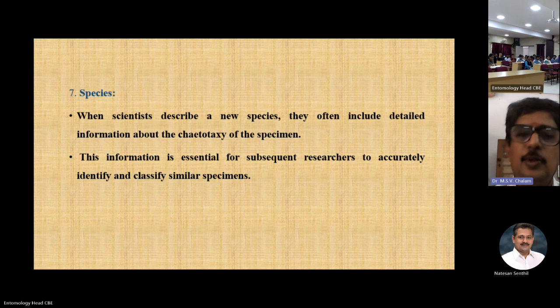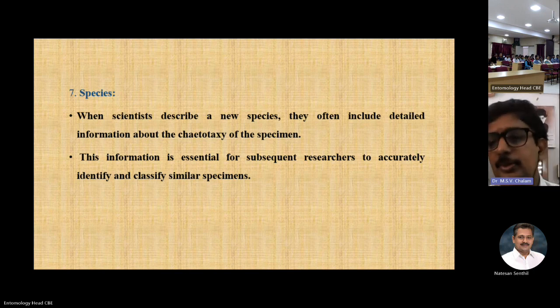Generally, those Lepidopteran taxonomists who are describing a new species will be mainly concentrating upon the adult characters. But if you incorporate the Chaetotaxy studies also, this information is especially useful for subsequent researchers, who could identify the larval, the immature stage characters, maybe the adult one. Next one, please.